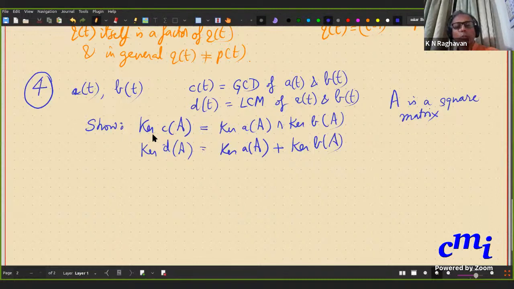So this looks slightly different. We are taking kernels. I mean, there's some difference, but in terms of ideals, the smaller the polynomial, the bigger the ideal. Here it's the reverse. The smaller the polynomial, the smaller the kernel. So there is some inversion of inclusions, but it's the same idea.